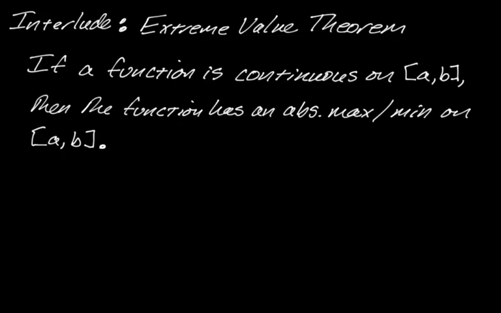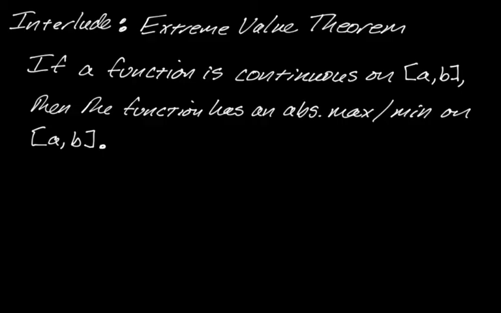So the extreme value theorem says if a function is continuous on the closed interval from a to b, then the function has an absolute max and min on the closed interval from a to b. It's basically the engine that makes the candidates test run, right? If the extreme value theorem didn't exist, we would be like, but why does continuity mean that this is going to happen? In this case, the extreme value theorem is what tells us that.